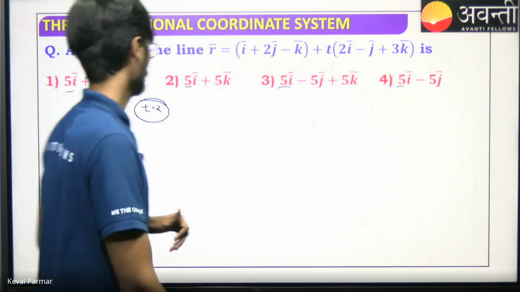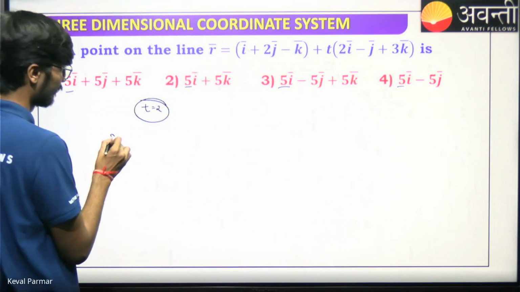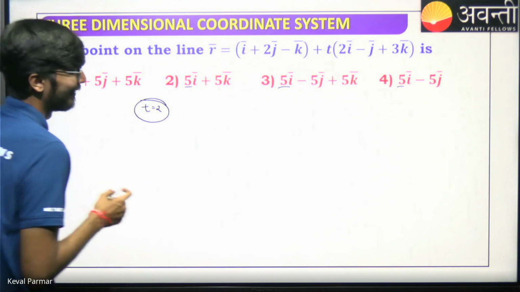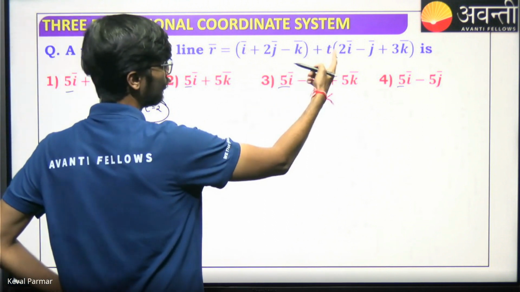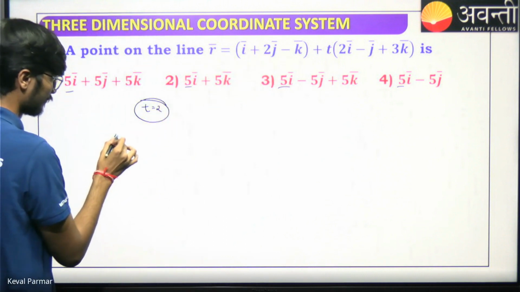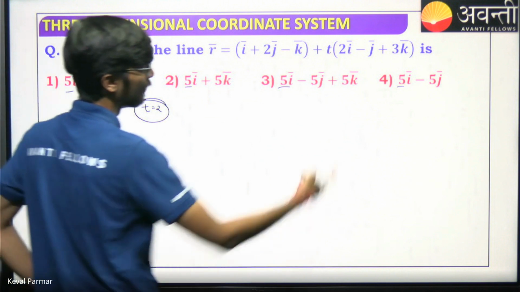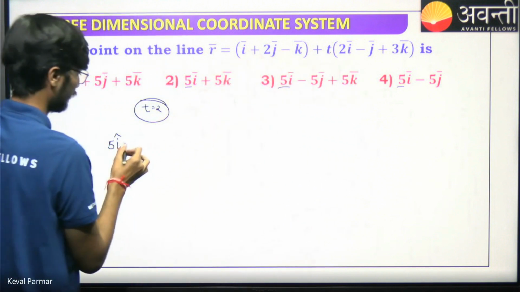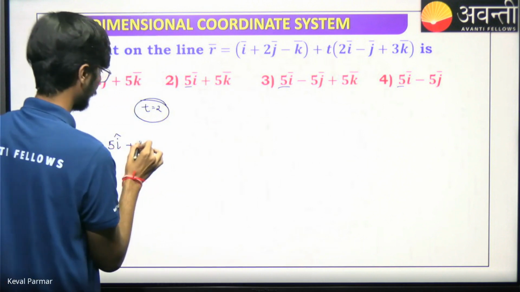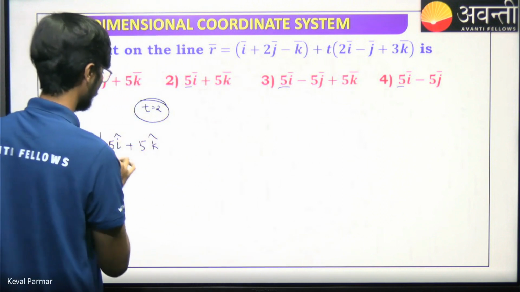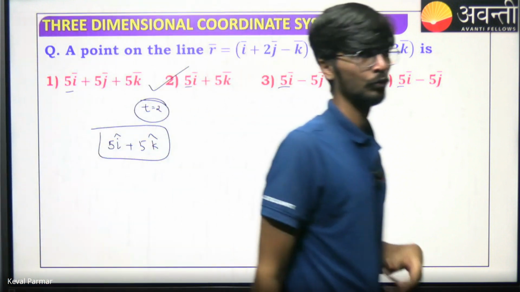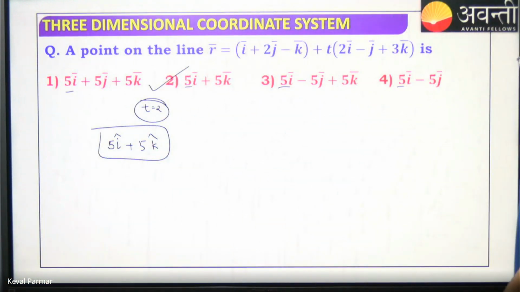Got it? So the point will be, I substitute t equals 2, right? So 2 times 4 plus 1, 5i minus 2 plus 2, plus 0j, 6 minus 1, so plus 5k. This is my answer. Option number 2. Right, guys?